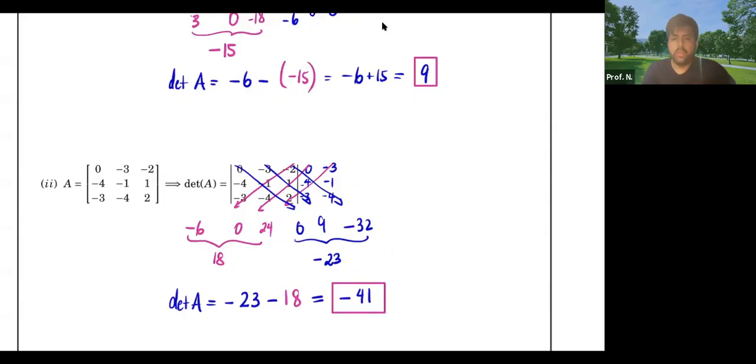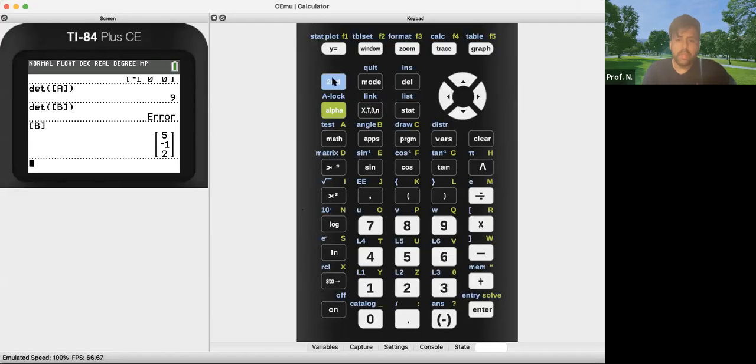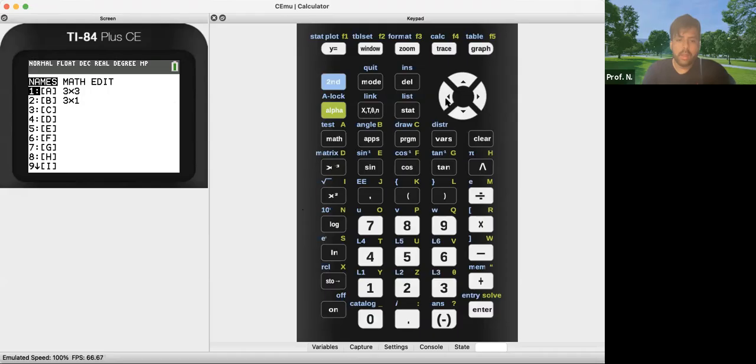And just to quickly repeat the matrix stuff here to find it using your calculator, I'm going to edit the B matrix in this case. So 3x3. And the first row is 0, -3, -2, -4, -1, 1, -3, -4, and 2. So make sure we did everything correctly.